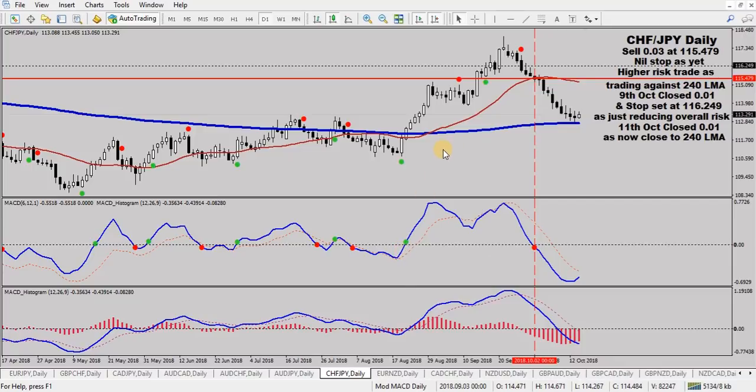Swiss Japanese yen, this was not a bad little trade. Took a sell, rode it down to 240 LMA, which is ideal. Always talk about it as a potential target. Not that I'm a target trader, but that to me is like a magnet sometimes. Closed out 2/3, stop up here.